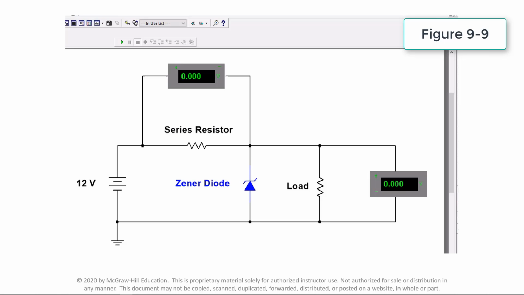This video demonstrates the operation of a Zener diode voltage regulator circuit. Zener diodes are used to provide a fixed reference voltage from a supply voltage that varies.